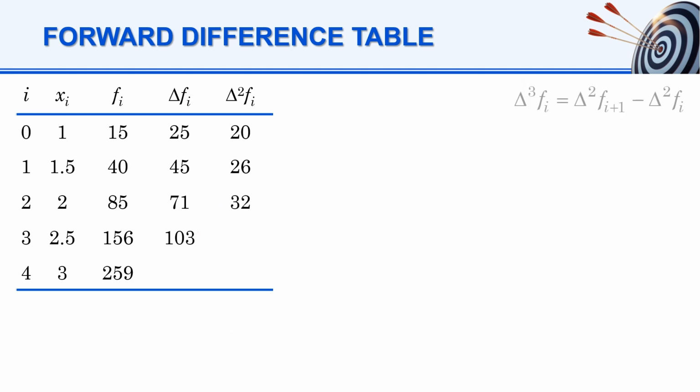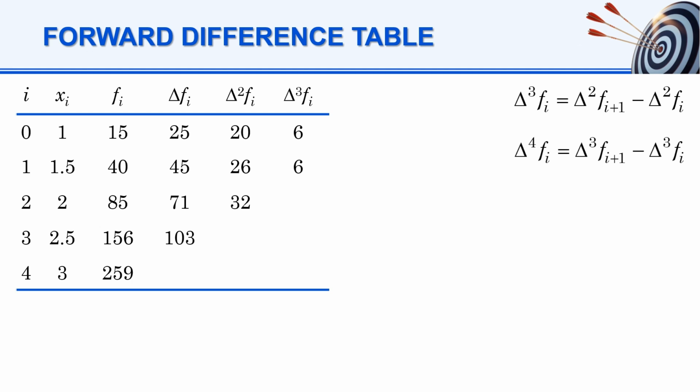If necessary, which is the case in this example, we continue to calculate higher-order forward differences until we get a single difference value in the last column. The third differences are placed in the sixth column, and the fourth difference is computed and placed in the seventh column, which completes the construction of the forward difference table.